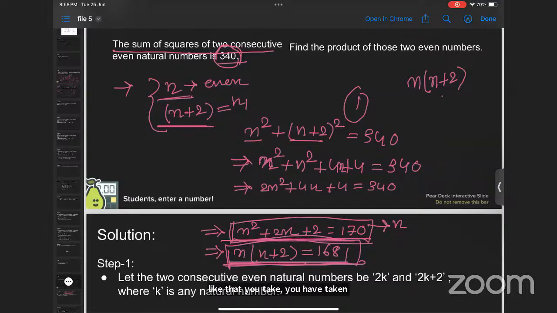So, is it that if I take, let us say, 2k and 2k plus 2, for example, ensuring that 2k is an even number, where k could be any number, even or odd?